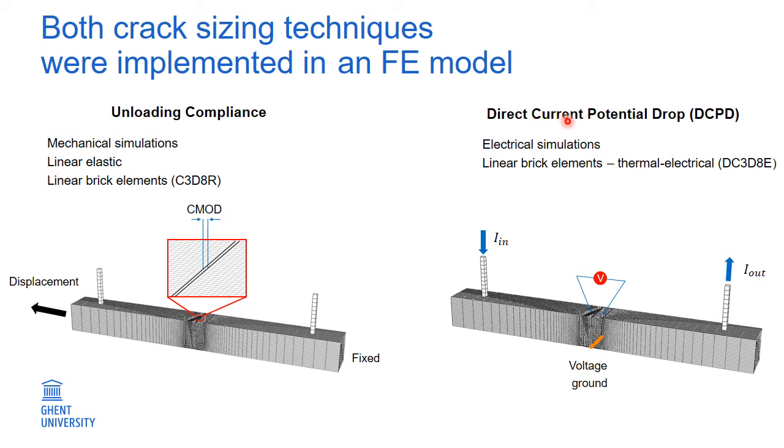For the direct current potential drop, electrical simulations were performed. As boundary conditions, an input current was applied to the upper surface of a current pin and a current output was applied to the upper surface of a second current pin. As an output of the simulation, the potential drop across the notch was extracted.